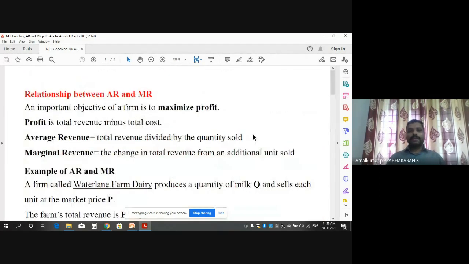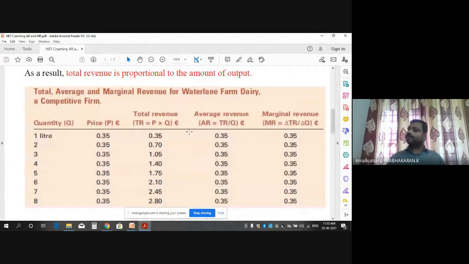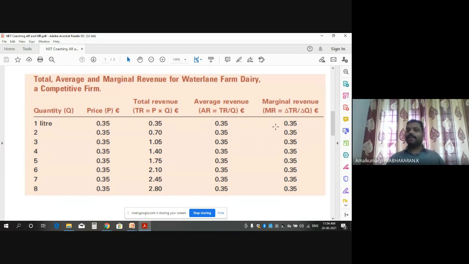Once again, here we discussed what profit is. Profit is total revenue minus total cost. The average revenue is the total revenue divided by the total quantity sold. Marginal revenue is the change in the total revenue from an additional unit sold, computed as the change in the total revenue divided by the change in the total quantity. The total revenue is computed as price times the total quantity sold. This way we compute total revenue, average revenue, and marginal revenue.